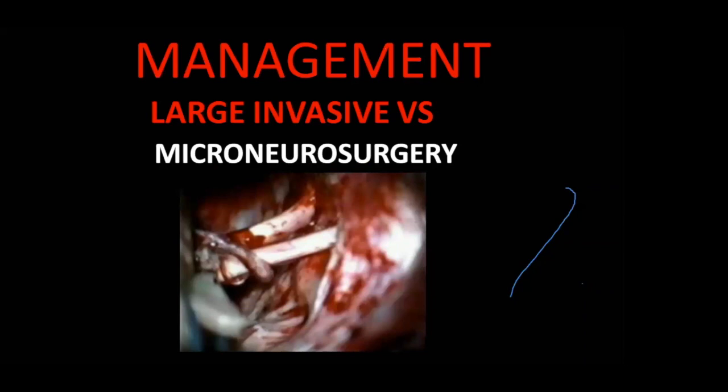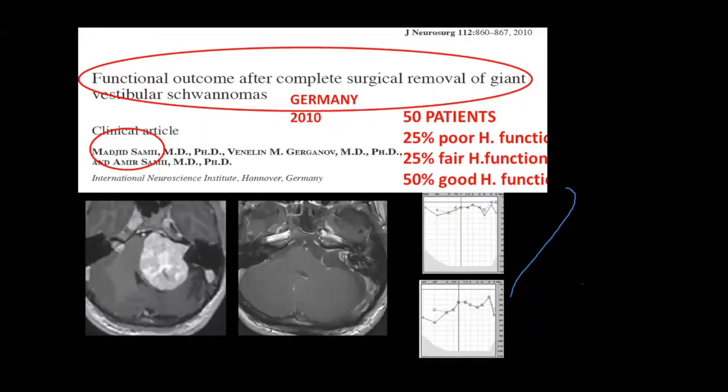The major management of this large vestibular schwannoma is microneurosurgery. This paper, 2010, by Professor Sami, I think his collection is now something like 5,000 cases of vestibular schwannomas. And this particular one is about the giant ones. He's looking at 50 patients with giant ones, and at the hearing function: 25 poor, 25 fair, 50% good hearing function in these large schwannomas.